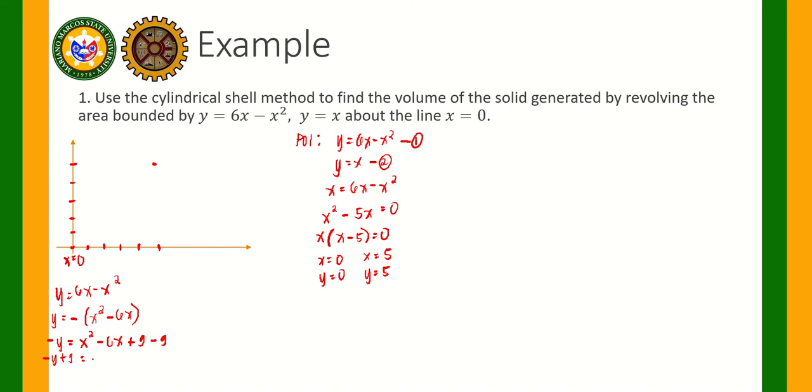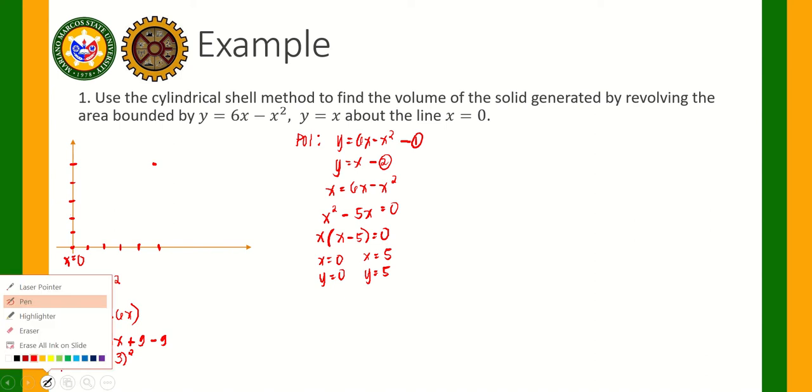is a perfect square trinomial. So, gagawin natin is kunin yung kaniyang factors which is x minus 3 quantity squared. Now, para maging standard equation siya ng parabola, we need to isolate si negative.